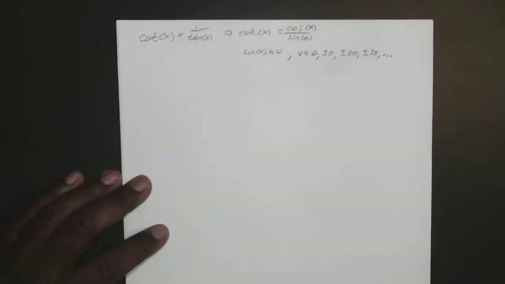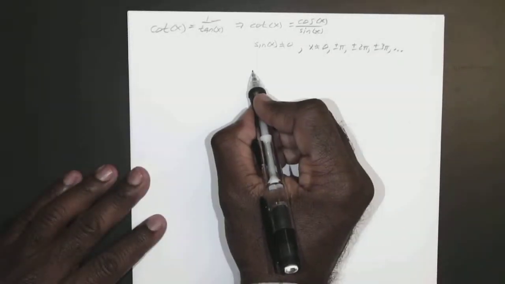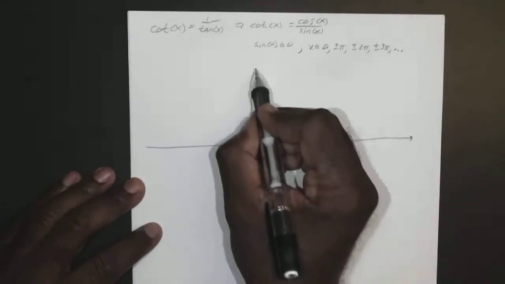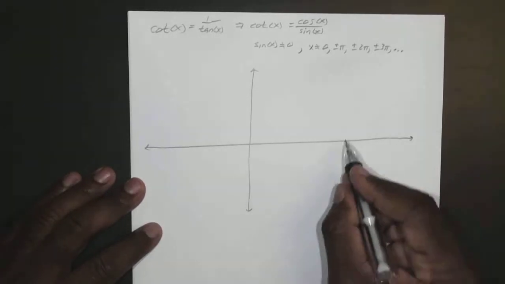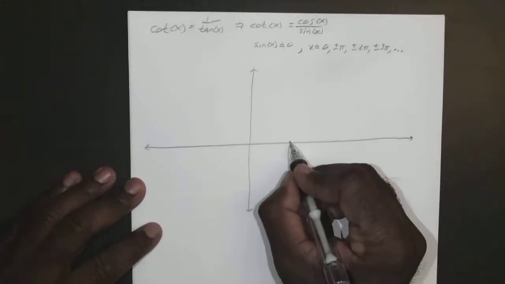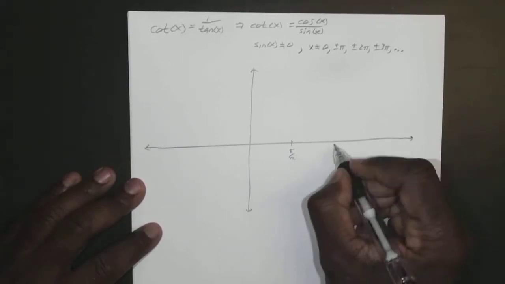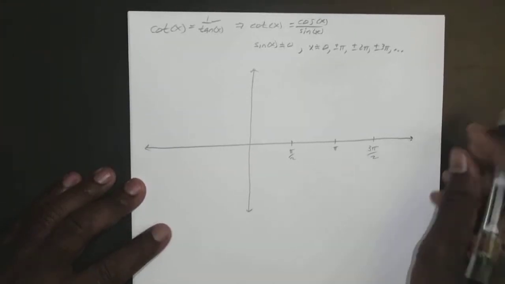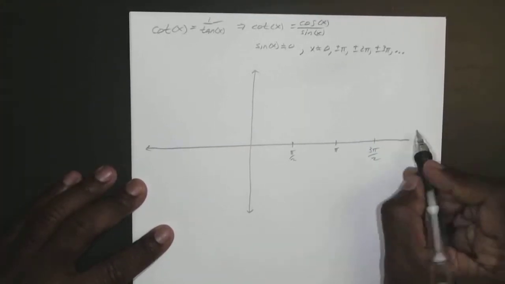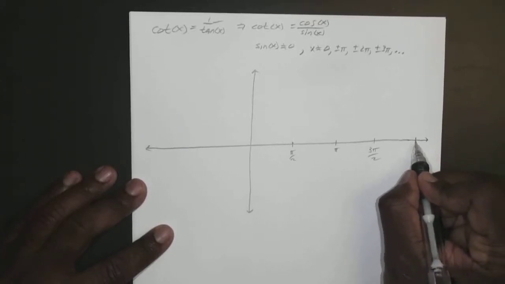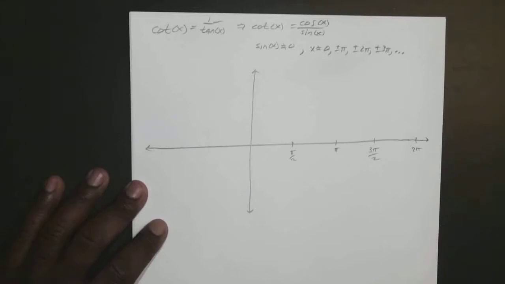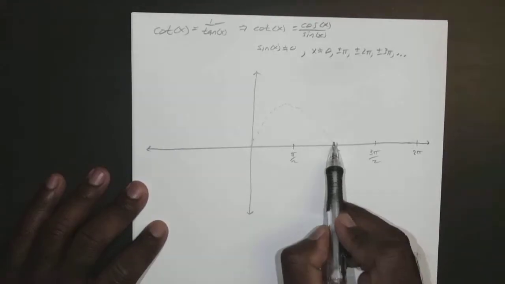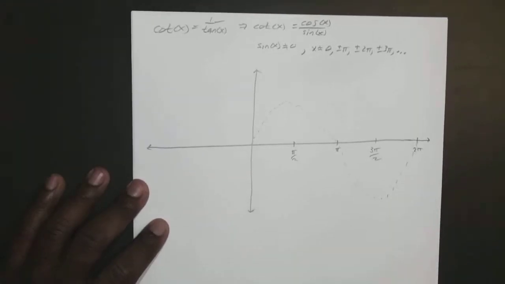Okay. Now let's say we have our graph. Make sure I've got enough room. Okay, so let's say this is our pi over 2, our pi, our 3 pi over 2, and our 2 pi. And give a quick sketch of our sine wave, which looks a little bit like that.